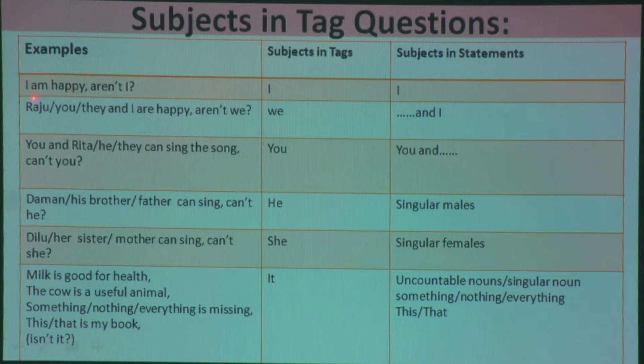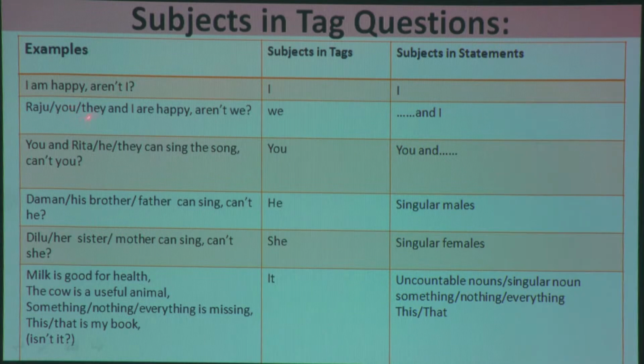So what is the subject here? I. It's very simple. I am happy, aren't I? I am not happy, am I? That's the correct tag, right? Here, an affirmative statement takes a negative tag. So, I am happy, aren't I? The subject in the statement is I.